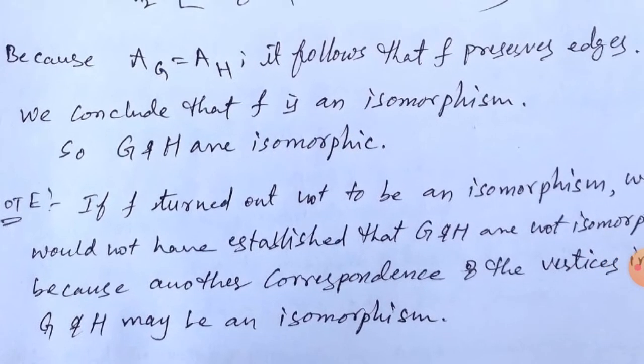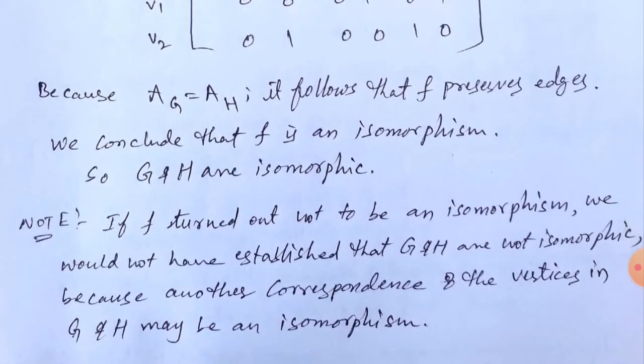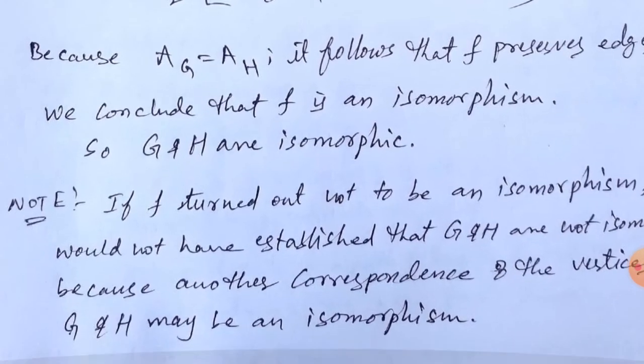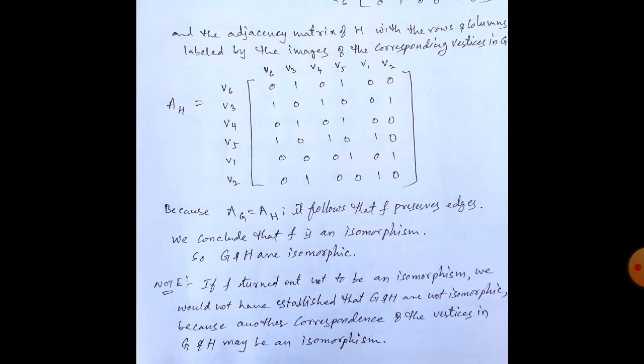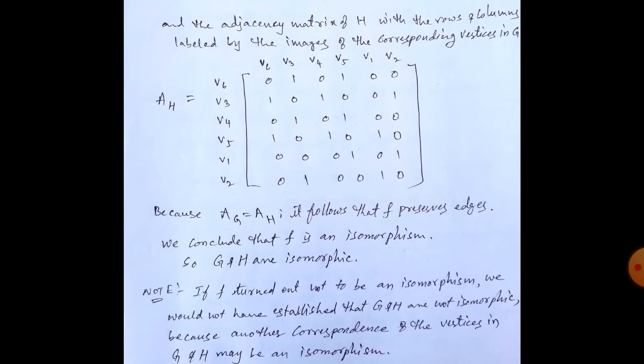Now observe here note, if F turned out not to be an isomorphism, we would not have established that G and H are not isomorphic, because another correspondence of the vertices, under maybe another mapping in G and H, may be an isomorphism. Okay, so like this we can check mappings like that. If at least one mapping preserves the adjacency property, then G and H we can say are isomorphic.